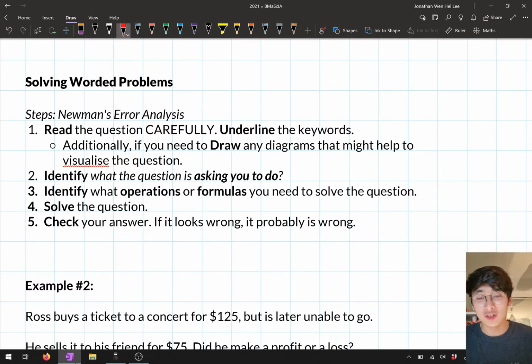Okay, the second step is then to identify what the question is asking you to do. The way I also like to do this is I use a separate highlighter or I circle what I need to do in my question. So identify what the question is asking you to do.